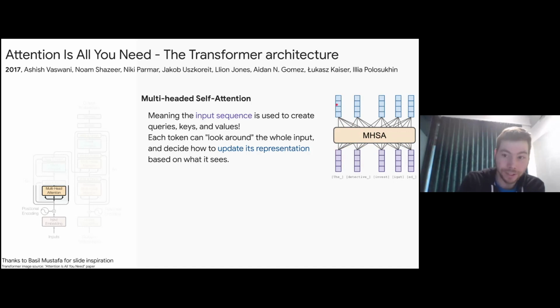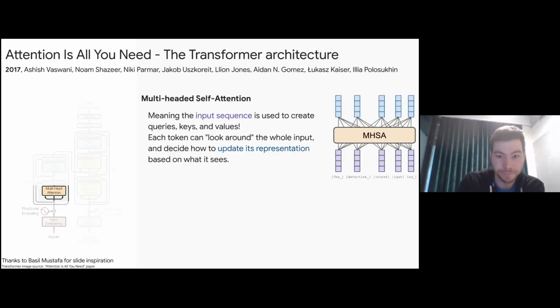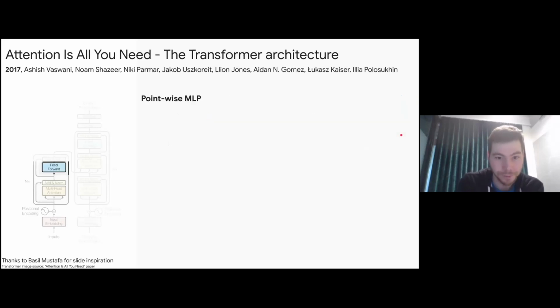Think of it for now as the output being somehow this token manages to update its representation. Like it looks around, sees what's going on, and updates its representation. We will see later how exactly it updates its representation. Okay. So that's how the self-attention is used here for the tokens to look around at what's going on.